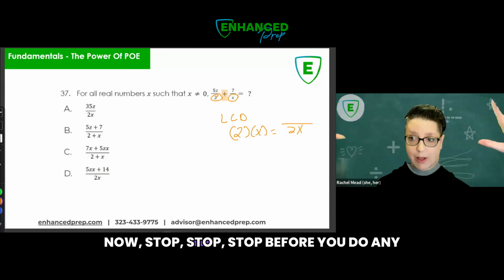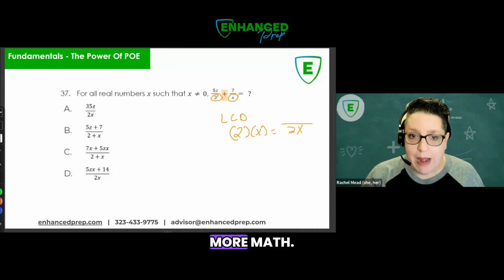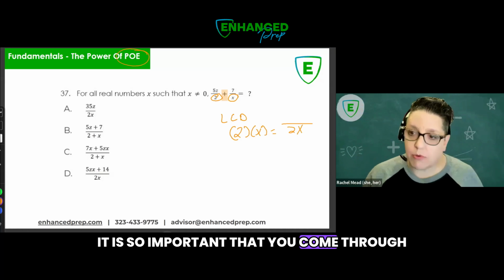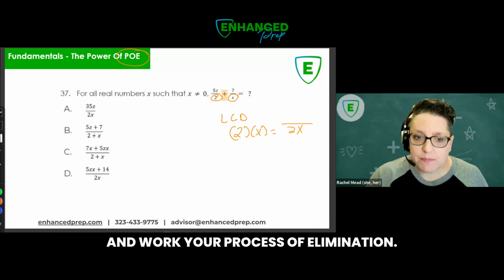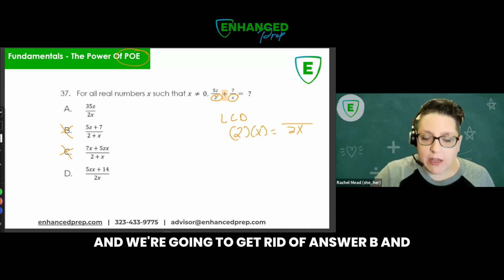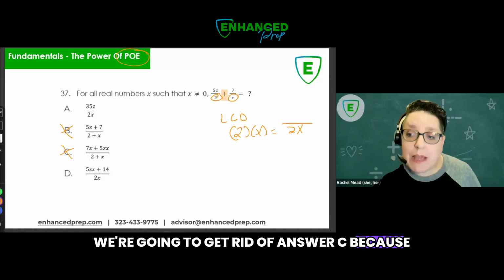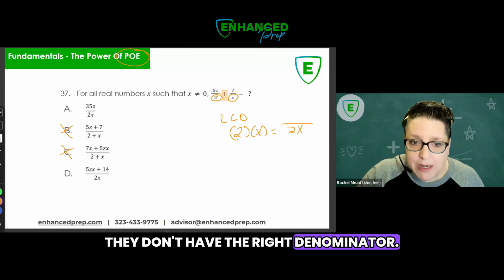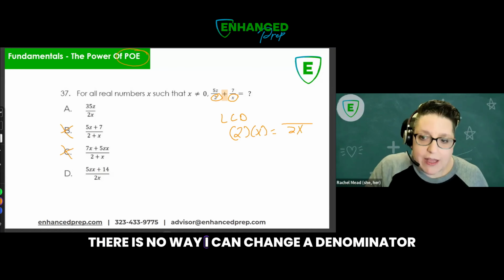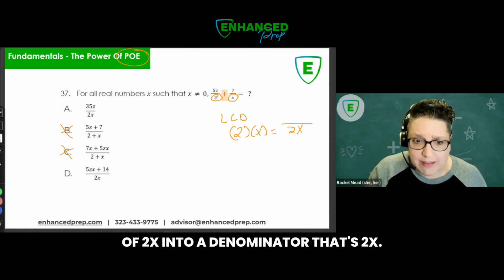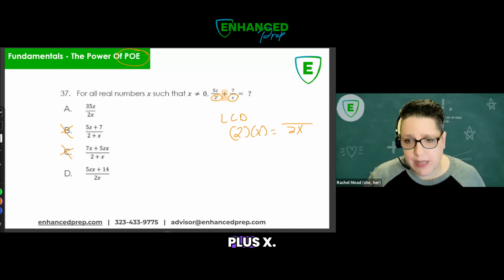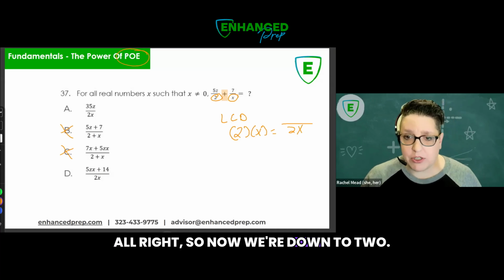Now, stop. Before you do any more math, it is so important that you come through and work your process of elimination. And we're going to get rid of answer B and we're going to get rid of answer C because they don't have the right denominator. There is no way I can change a denominator of 2x into a denominator that's 2 plus x. All right, so now we're down to 2.